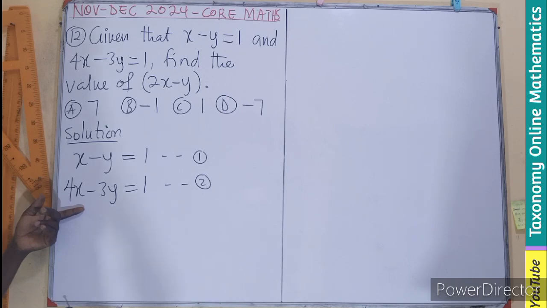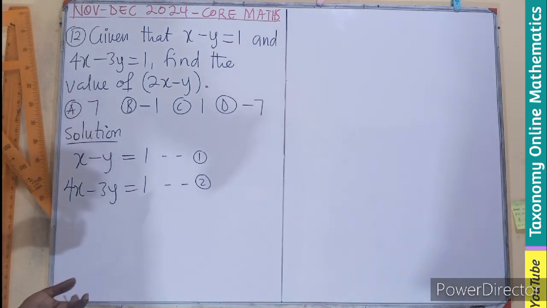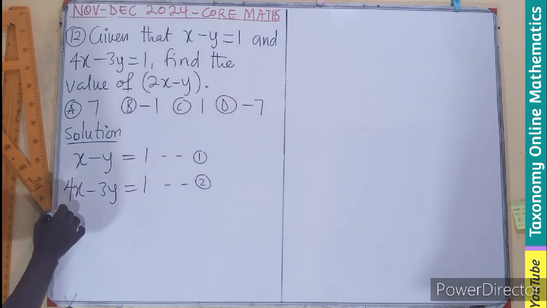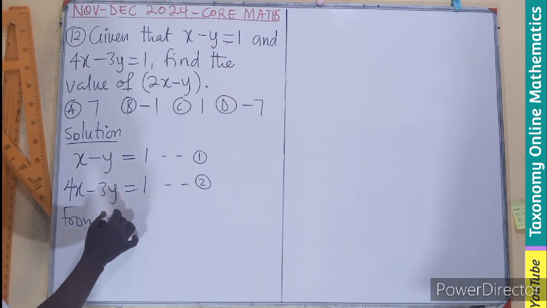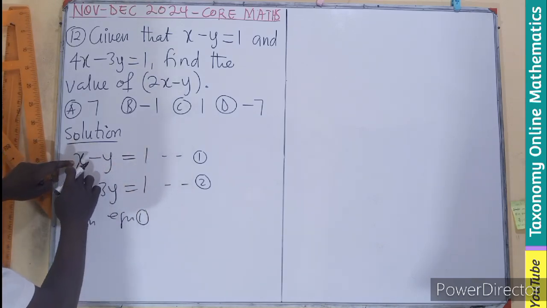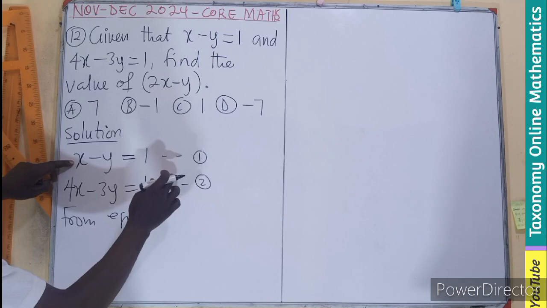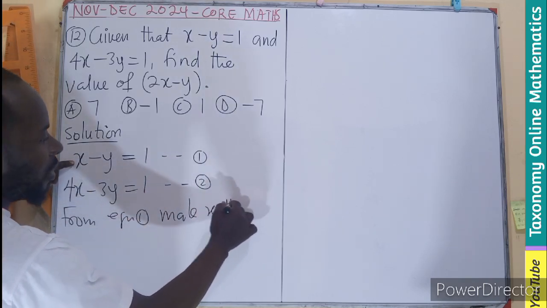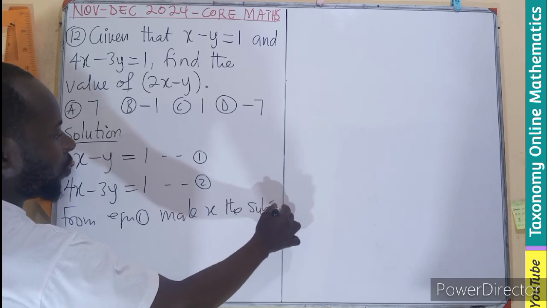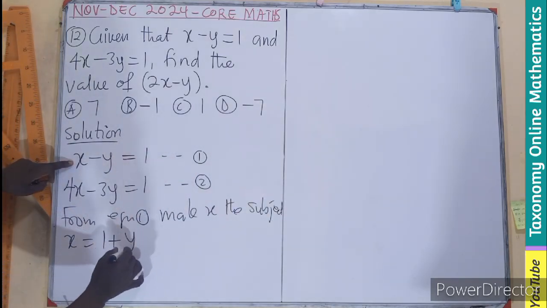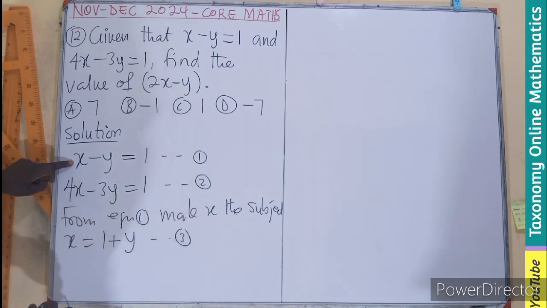So this is a simultaneous equation where we can use either elimination or substitution. In this case, let me use substitution. So I can say that from equation 1 here, when I keep the x, y is going to move out. So make x the subject. So the x will be equals to 1 plus y. That becomes equation 3.